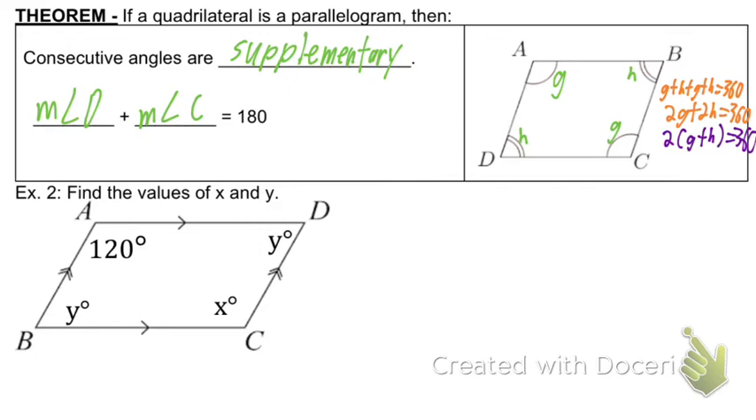Yeah, we would. So what we could do now is we could actually divide by 2 because 2 is multiplying with G plus H. So mathematically you're able to divide there. And G plus H equals, what's 360 divided by 2? 180. So notice, no matter what they are, we just use two letters, two variables. These two angles have to add up to 180.